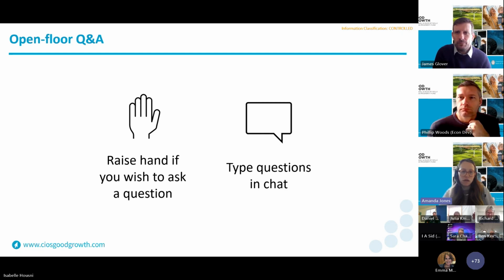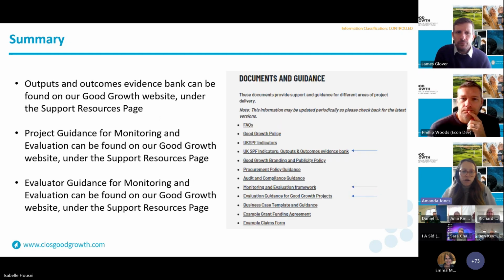I think I've just got one more slide to run over a summary, which will mostly be useful for you when we circulate the slides. But as we've said, everything is on the website under the documents and guidance. It's continually being reviewed, so do always go back there for the latest copies. If you've printed anything off, just make sure you're up to date. There's loads of really useful resources. If you need anything in a different format, let us know and we can see what we can do. But our website under the support resources tab is the best place to go.